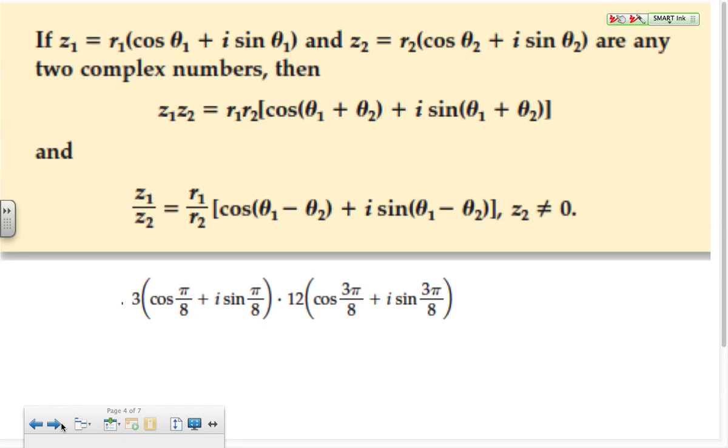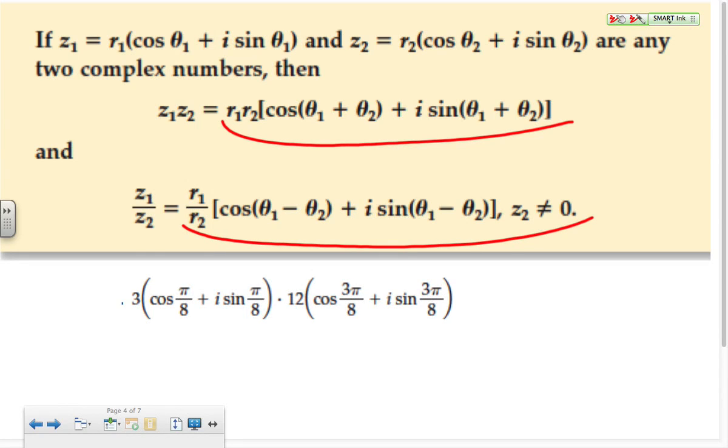Super easy. So it says if Z1 is this complex number, and Z2 is this complex number, and we want to multiply them together, then this is how we look at that problem. If we want to divide them, then we plug into this formula here. You'll notice the r's are already given to us. The theta's are already given to us. This is really not as hard as it looks. We just need to plug into formulas.